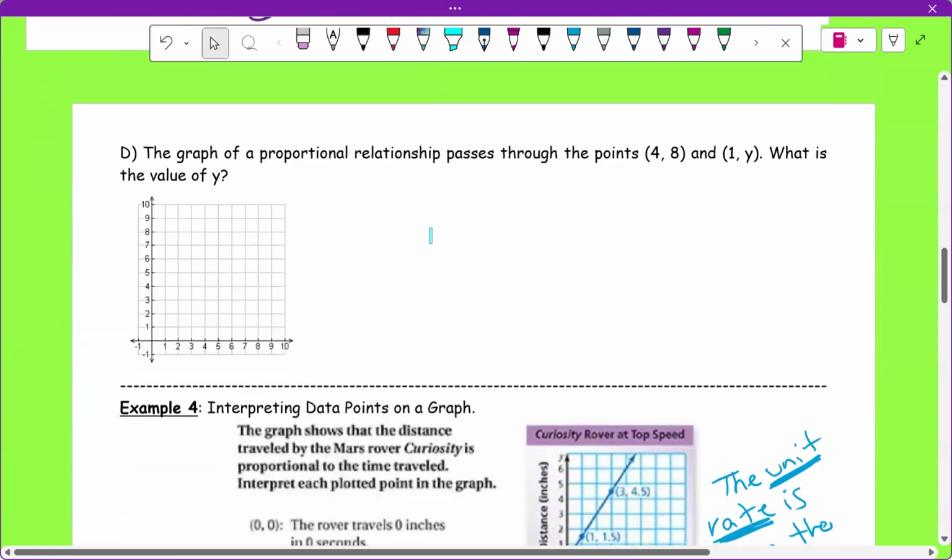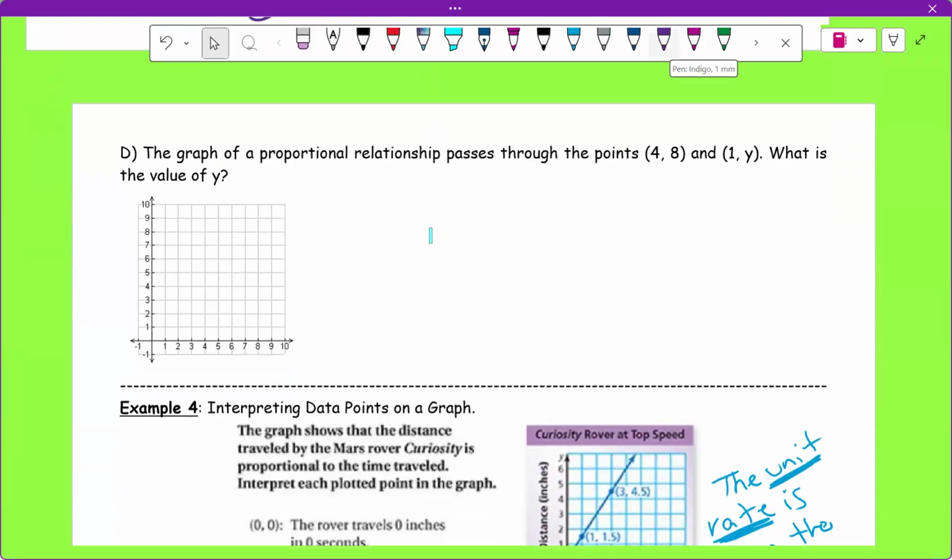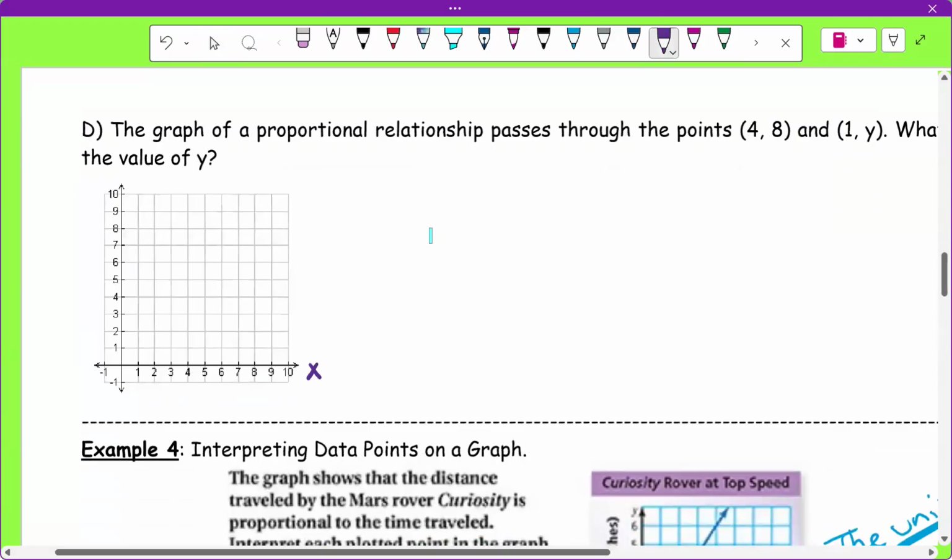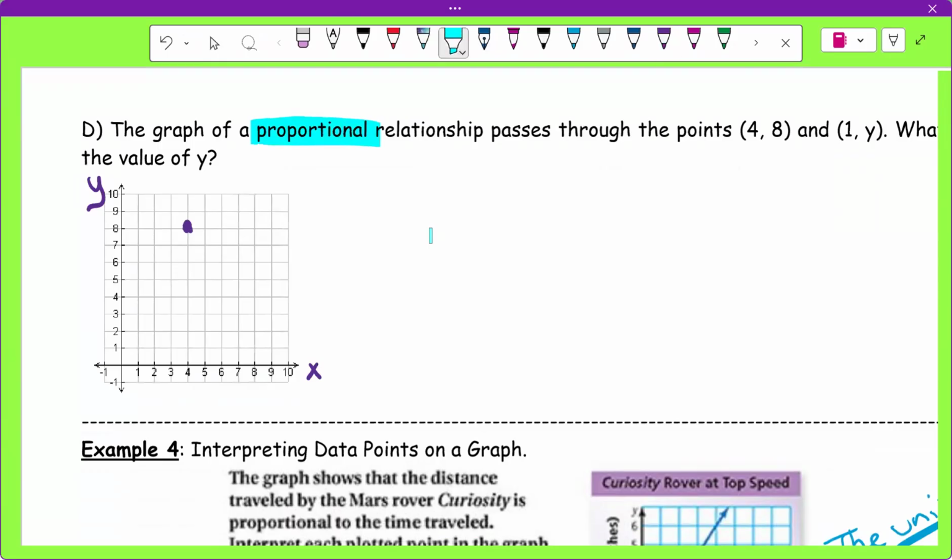Let's take a look at another visual representation. The graph of a proportional relationship passes through the points (4, 8) and (1, y). What is the value of y? So let's take a quick look. So this is x, and this is y. So what points do we know? Well, we know (4, 8), so let's plot (4, 8). And it tells us again, this is proportional. Let me ask you again, what point must be on this graph if it's proportional?